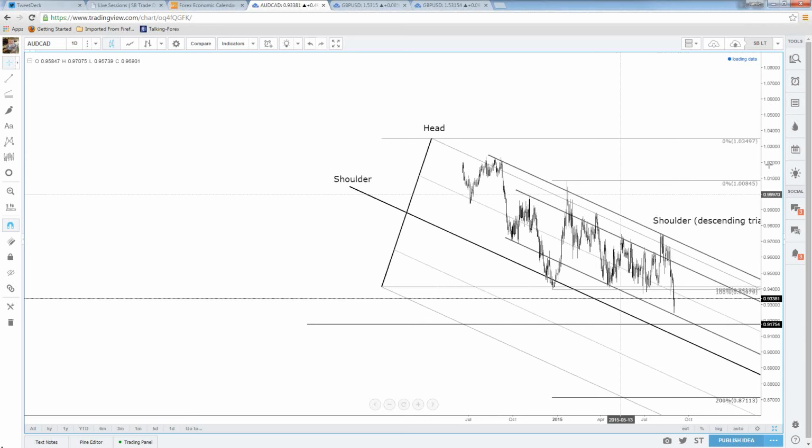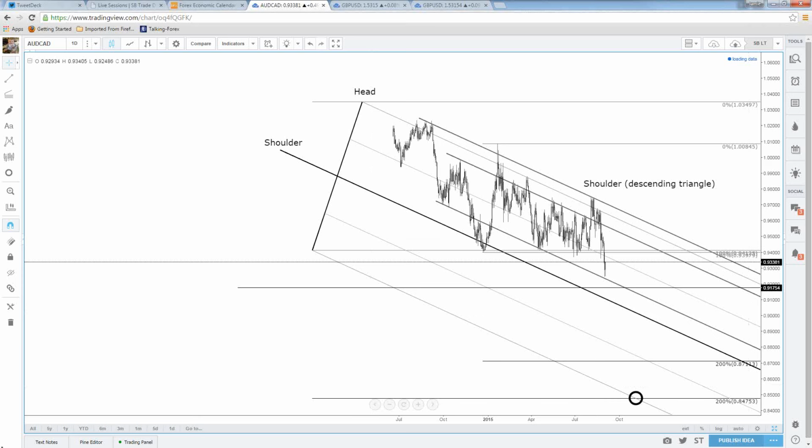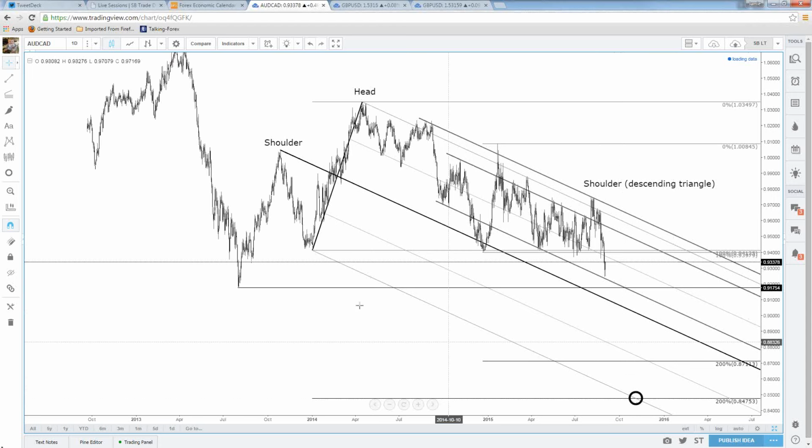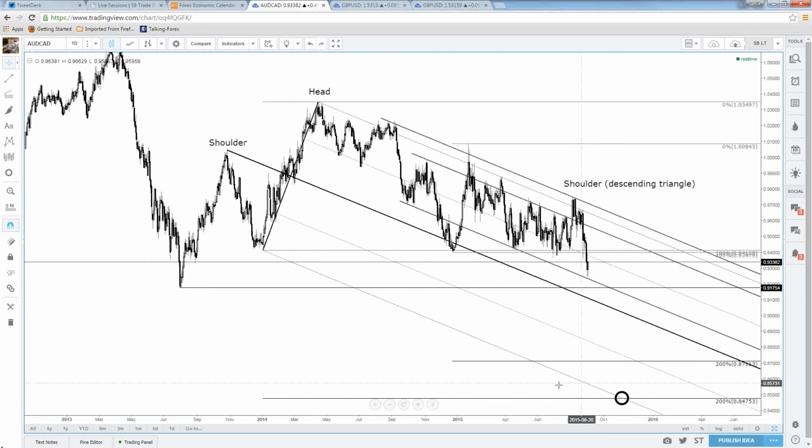There's a target on this thing. Sorry, it's taking a while to load the data. There's a target on this of 84.75. It's almost 1,000 pips from here. Okay, here we go. So 84.75.